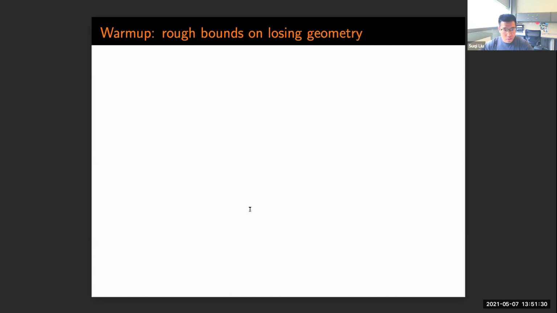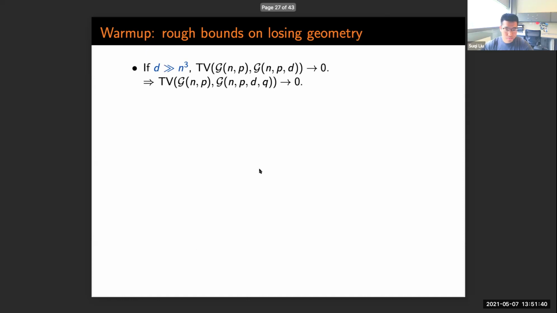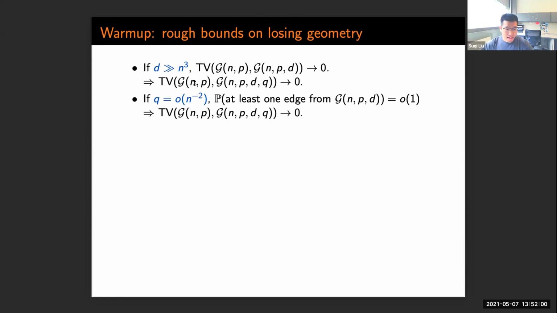And the rest of the talk is devoted to proof sketches. So to begin with, we first state two rough bounds through two simple arguments on losing geometry. So first, when the dimension is much higher than n cubed, recall the result by Bubeck et al. GMPD is asymptotically indistinguishable from GMP. So as an edgewise resampled version, GMPDQ is also indistinguishable from GMP. And if q is decaying really fast, at an order smaller than 1 over n squared, then by Markov's inequality, there is not a single edge sampled from GMPD with probability 1 minus o(1), which also implies detection is impossible.